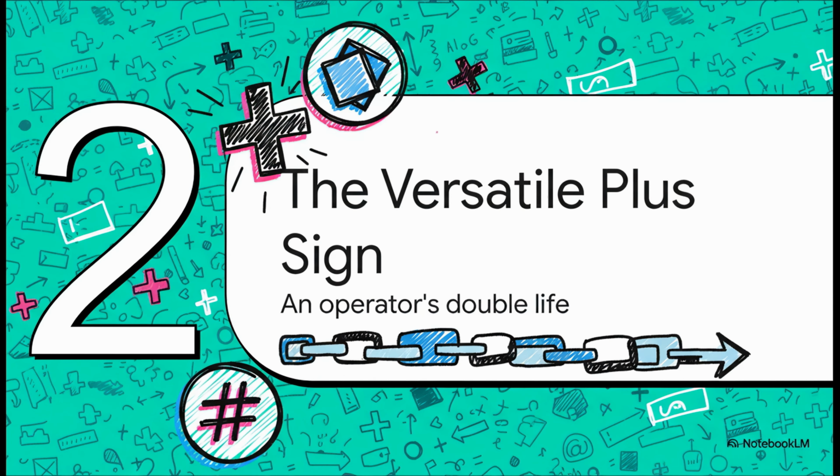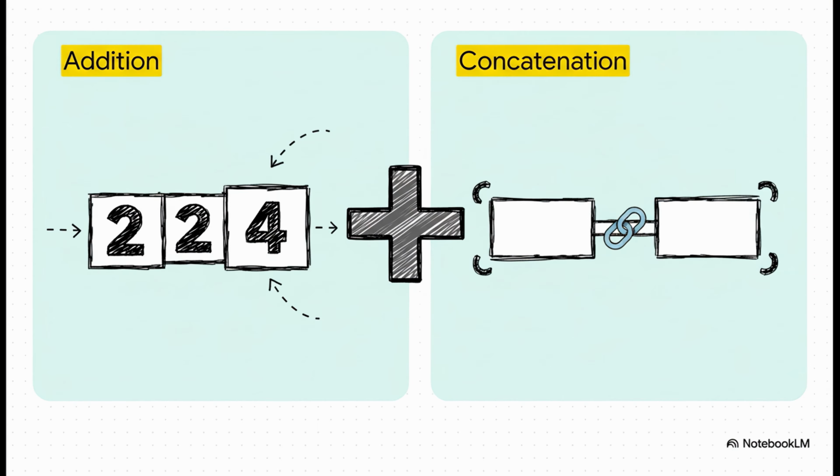Alright, with those basics covered, let's get back to our main suspect, the plus sign. You see, this operator leads a kind of double life, and understanding its two identities is the key to solving our initial puzzle. And this slide illustrates its two faces perfectly. On the left, it's the addition operator we all know from math class. But on the right, when you use it with strings, which are really just pieces of text, it doesn't add, it joins them. This is called concatenation, where it just chains the text together into a single longer string.